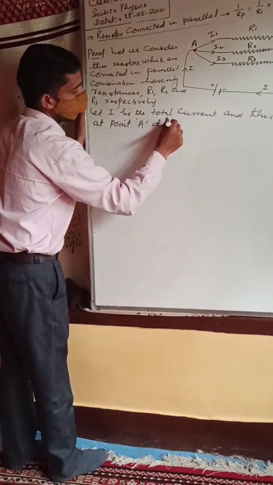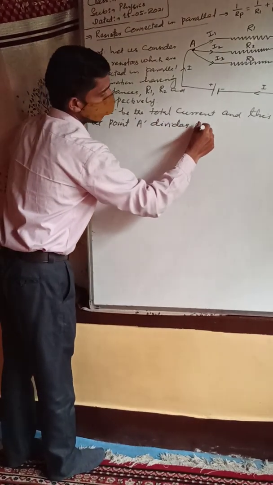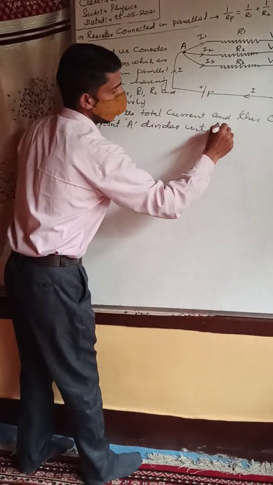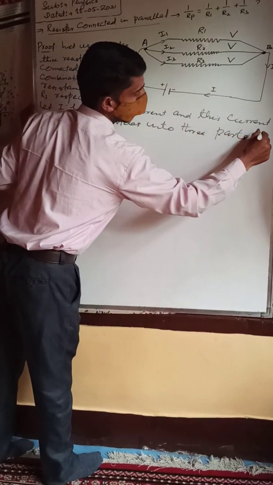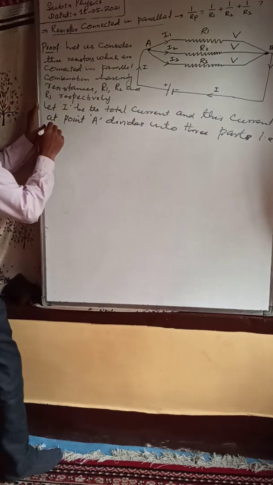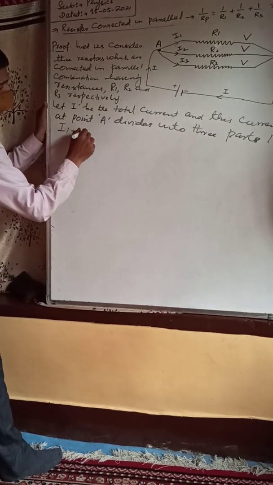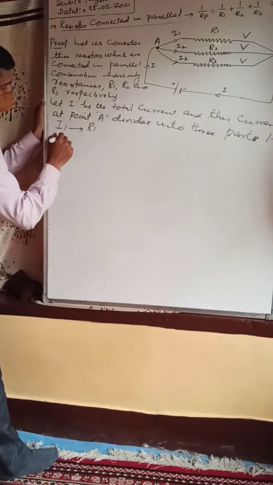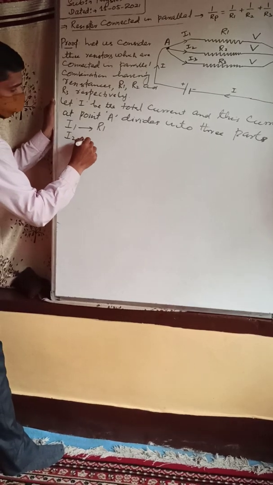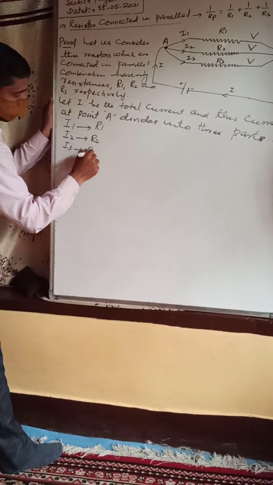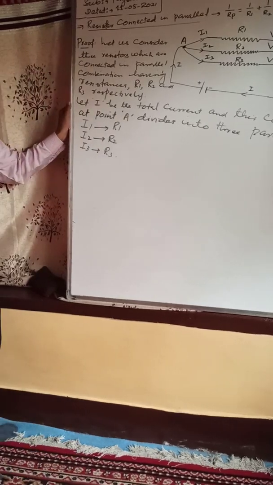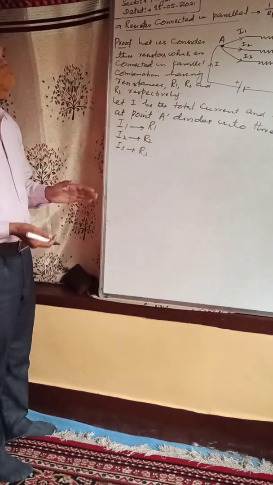divides into three parts, that is I1 through R1, I2 through R2, and I3 through R3. Full stop. So far you have understood this.